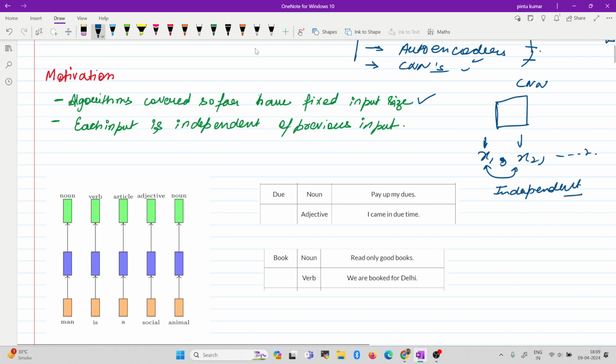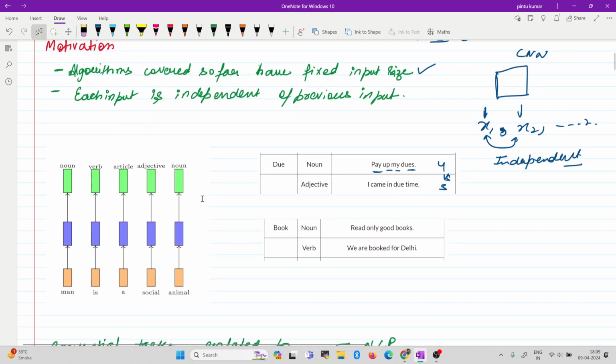Now if you look at a sentence, it need not have a fixed number of words. For example, this sentence has 4 words, the second one has 5 words. You can't keep creating different networks for different lengths of sentences. You need a uniform network that can process all these varying sequence lengths, and that's where RNN comes into the picture.